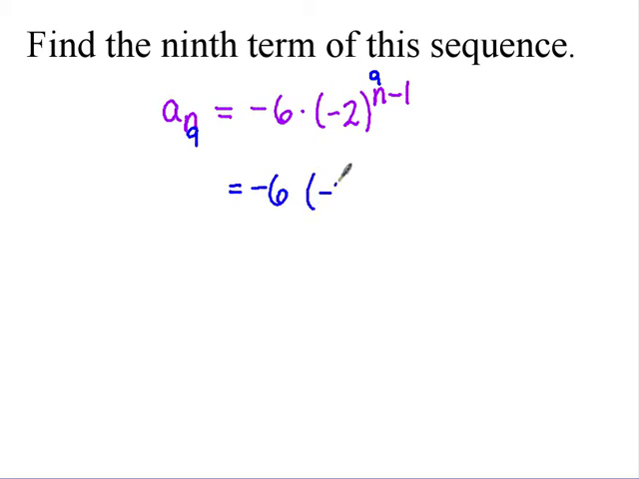What I want you to do right now is calculate that for me and see what you get. Did you get a big number? Yes. What'd you get? Negative 1,536. Somebody else? I got 96.